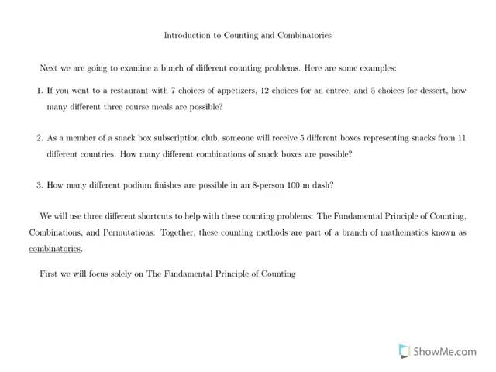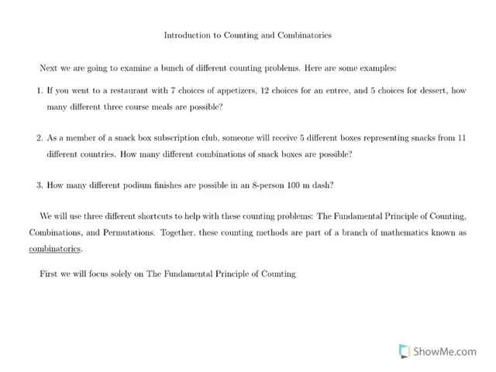So let's look at three different problems, ones that we're going to be able to answer by the end of the next few videos, and talk about what's kind of going on here. So first example says, if you went to a restaurant with 7 choices of appetizers, 12 choices for an entree, and 5 choices for dessert, how many different 3-course meals are possible? So we're trying to count the number of choices that there might be.